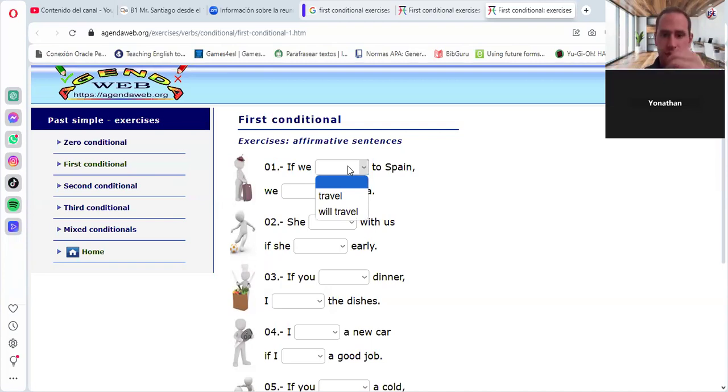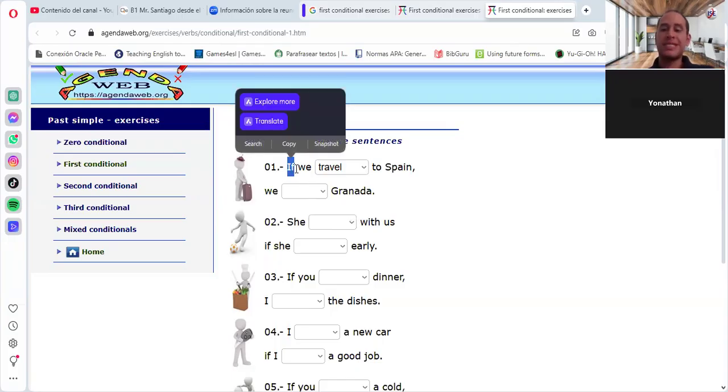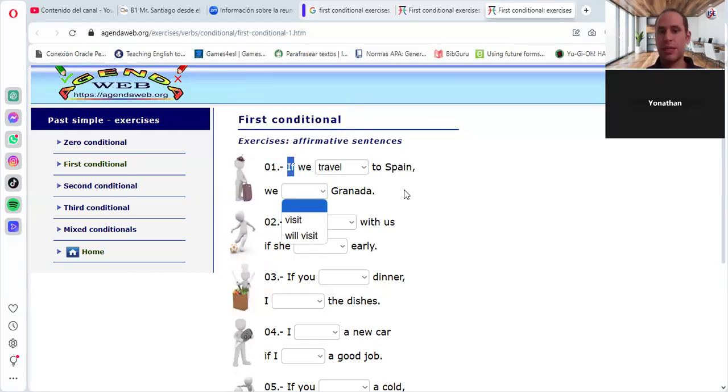Okay, if we will travel to Spain... No, remember, in the first conditional, the if clause, this is a clue, goes with present simple, and the main clause after the comma goes with future with will. Okay, so in this case, it is will visit. Okay, awesome.